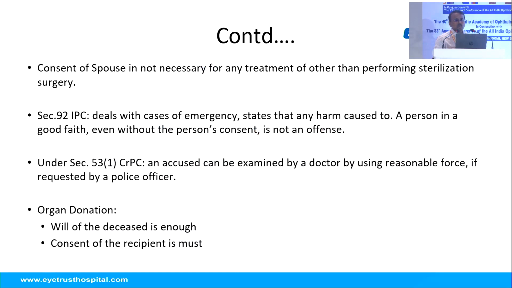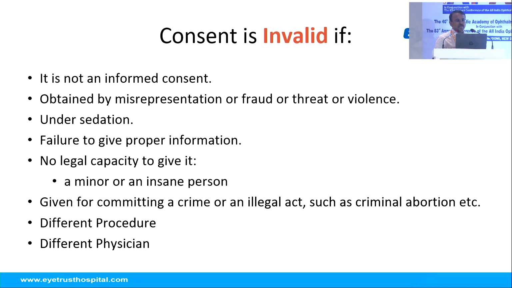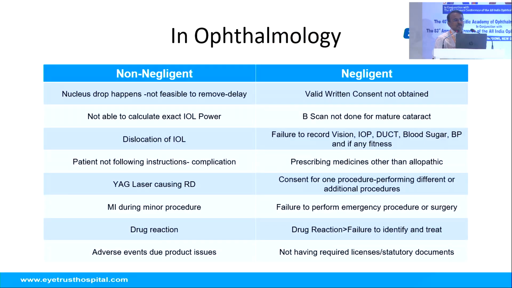Consent of the spouse is not necessary for any treatment other than sterilization, and these are all for general things. Consent is invalid if it is not an informed consent, or is obtained by misrepresentation, fraud, threat or violence, under sedation, with failure to get proper information, with no legal capacity to give it, such as a minor or insane person, or for a different procedure by a different physician. In ophthalmology, which is negligent and which is not? If you have a nucleus drop and you don't have the facility to operate immediately or retrieve the nucleus immediately, that is not negligent.